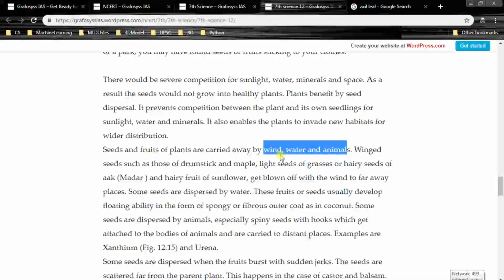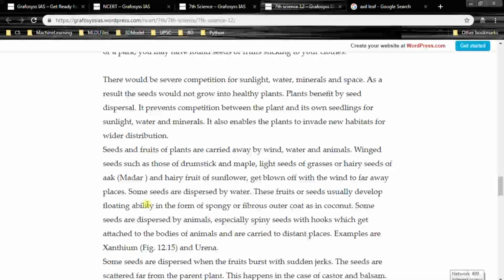Winged seeds such as those of drumstick and maple, light seeds of grasses or hairy seeds of aak and hairy fruit of sunflower get blown off with the wind to far away places. So we have seen some seeds which are flying in the air, not exactly flying, those are floating due to the wind, right? So those are light seeds of grasses, hairy seeds of aak and hairy fruit of sunflower.